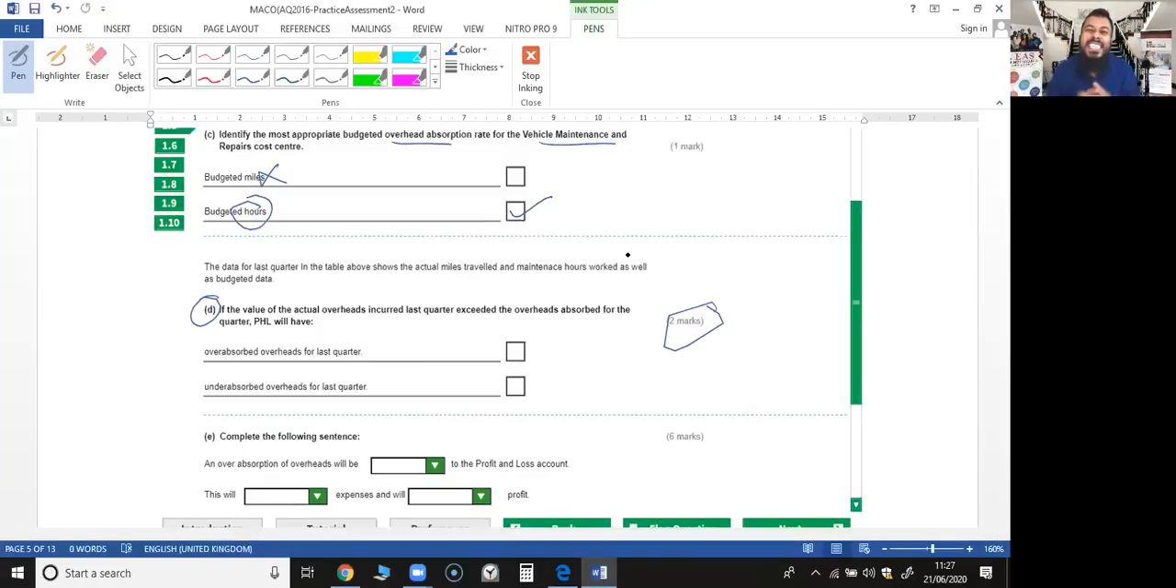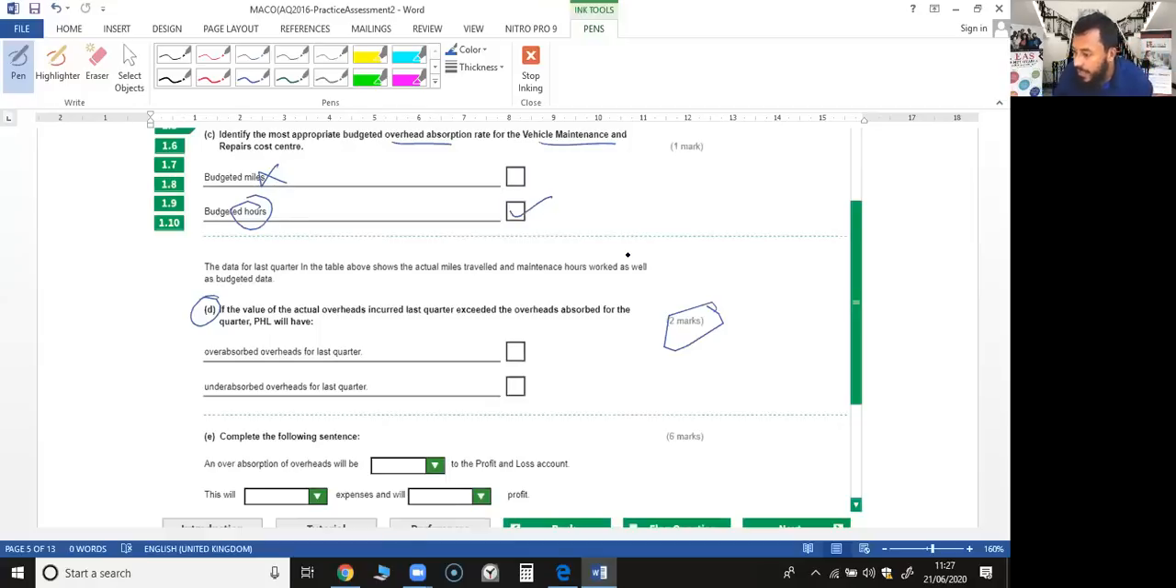Under absorbed means sad. Under absorbed, you're sad, crying. Under absorbed is not good. What is the general meaning of under absorbed? Under absorbed means whatever you budgeted is the cost, actually the cost is higher and what you absorbed is lower. Absorbed is under. So keep your life easy. Over absorbed, you're happy. Under absorbed, you're sad.